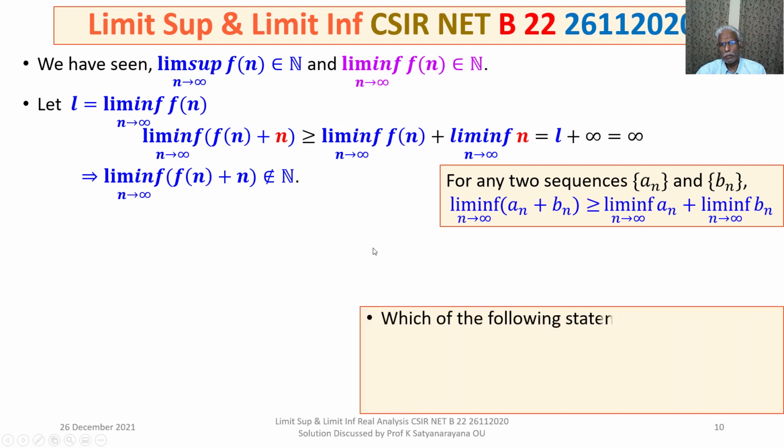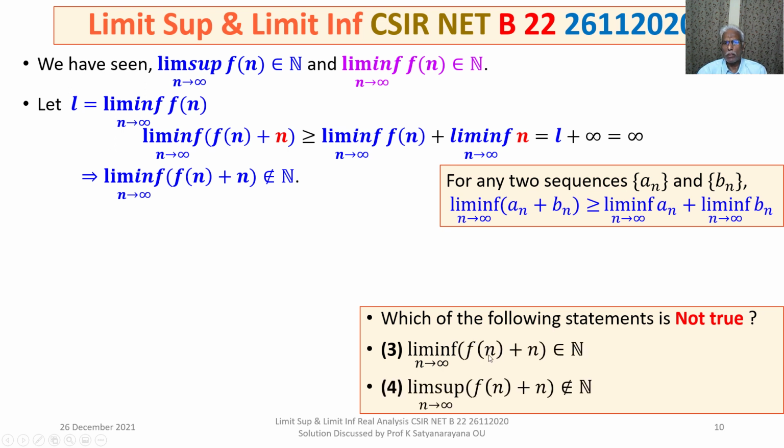Let's look at our options. Which of the following statements is not true? Here in option 3, it is given that limit inferior of f of n plus n belongs to N, but we got that it does not belong to N. Therefore, option 3 is not true.